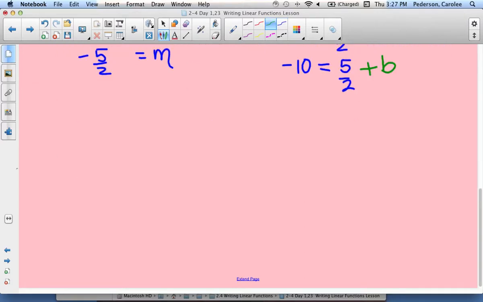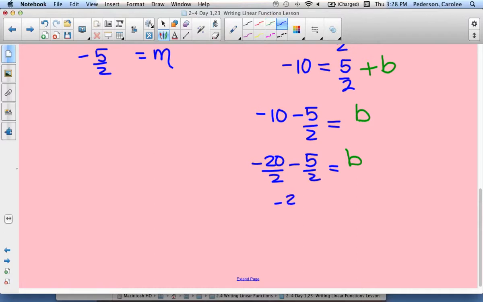Now we need to isolate that b on the right side, so we're going to subtract 5/2 from both sides. So -10 minus 5/2 equals our y-intercept of b. Now I'm going to just change that -10 to -20 over 2, because -20 divided by 2 is -10, and then we still have that -5/2. -20 minus 5 is -25, and then over 2. So there is your y-intercept.